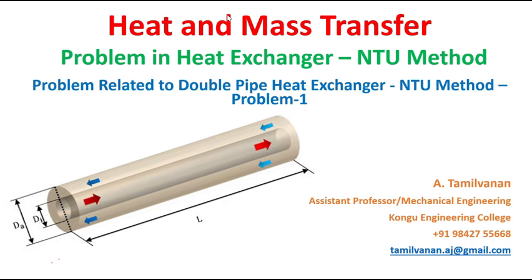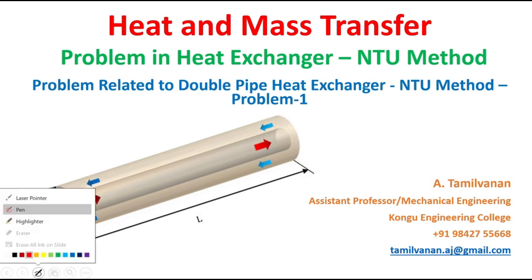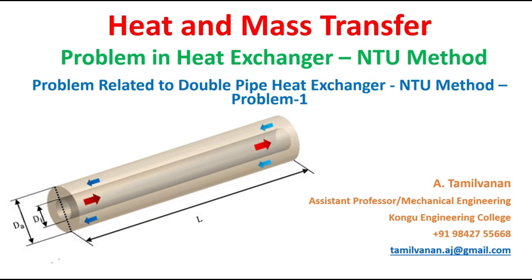Students, now we are going to solve the problem in the double pipe heat exchanger. This is the NTU method, which is entirely different from the previous method we solved, that is the LMTD method. In the NTU method, we can approach the problem in two ways. In a problem itself, it can be given in terms of NTU, or the effectiveness value is given. So in these two ways you can choose the NTU method.